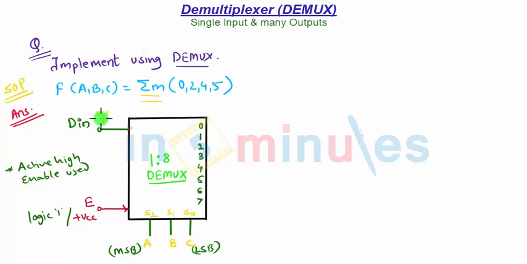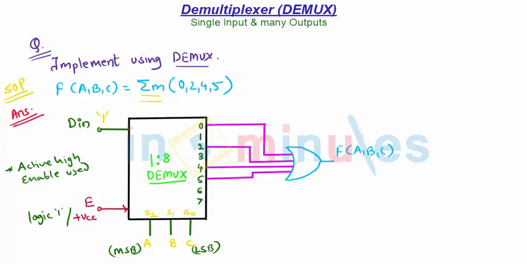So how will you connect these output lines? You'll connect the output lines like this: 0, 2, 4 and 5. These are connected to an OR gate, hence you will get the function. And what about the remaining combinations, because you have 8 combinations with S2, S1 and S0? The remaining combinations, the outputs corresponding to the 1, 3, 6 and 7 positions, should be connected to ground.